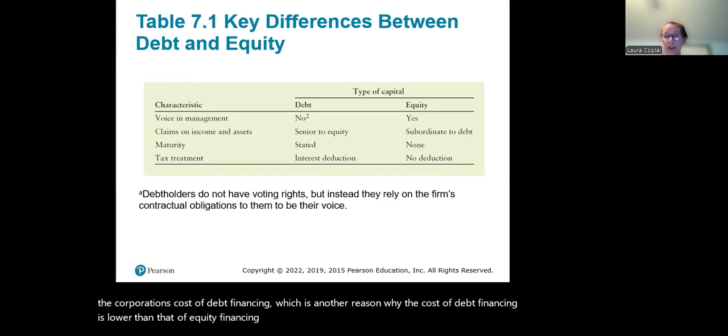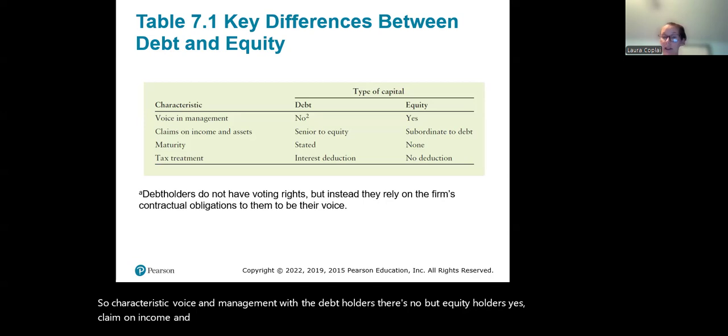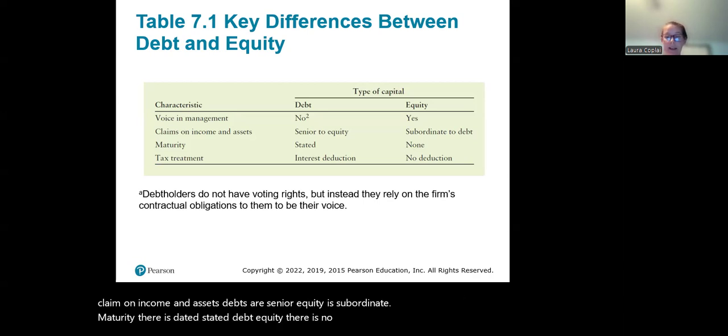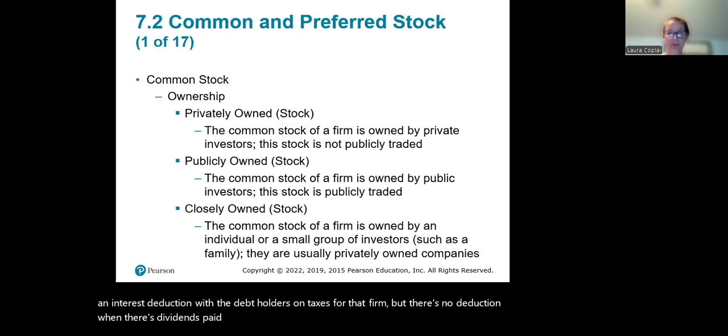So here are some of the key differences summarized in this table here. Characteristic, voice in management: with the debt holders, there's no, but equity holders, yes. Claim on income and assets: debt is senior, equity is subordinate. Maturity: there is a stated maturity for debt, for equity, there is no maturity. And then tax treatment: there is an interest deduction with the debt holders on taxes for that firm, but there's no deduction when dividends are paid out.